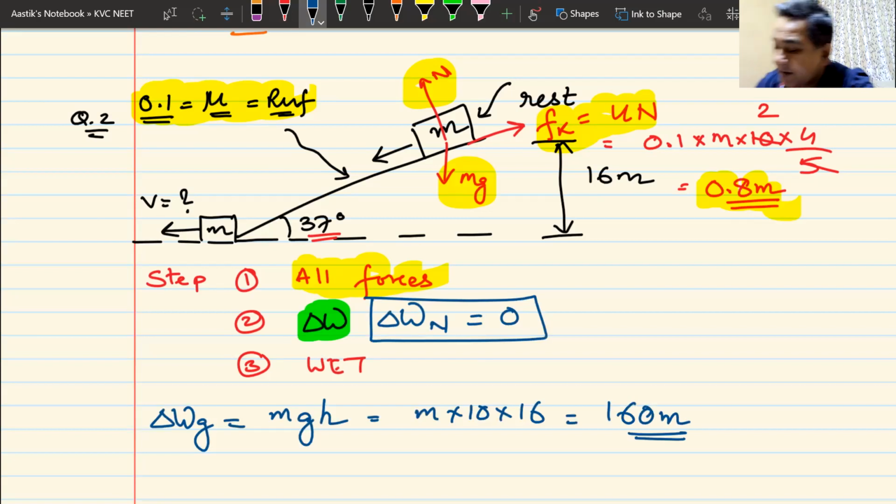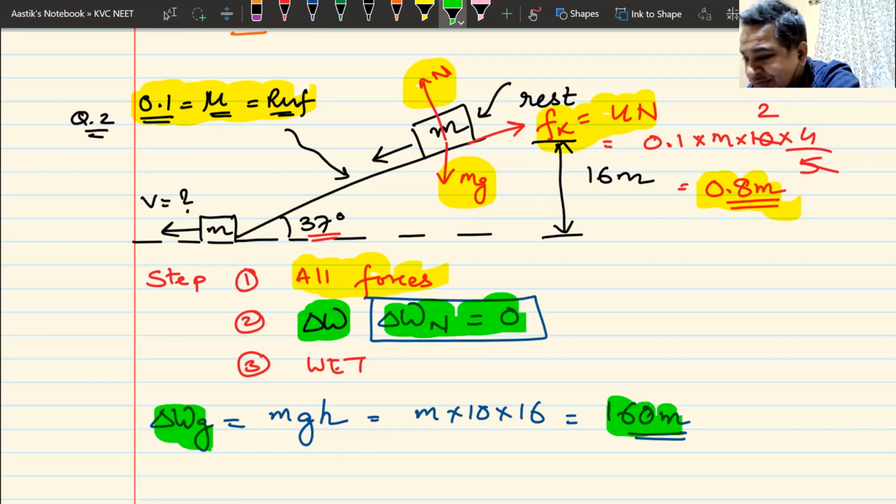This is exactly the same as what we calculated in the first case. Remember, work done by one force does not depend on work done by the other force. So work done by gravity still remains the same. Two things are done: work done by normal reaction and work done by gravity. Remember this work done is positive. Don't forget that positive and negative makes a lot of difference in this question.